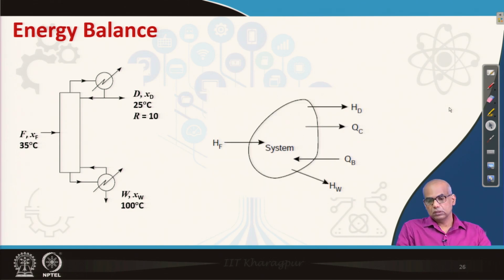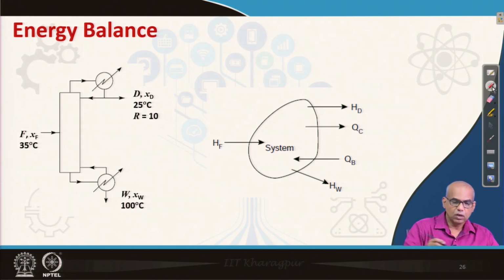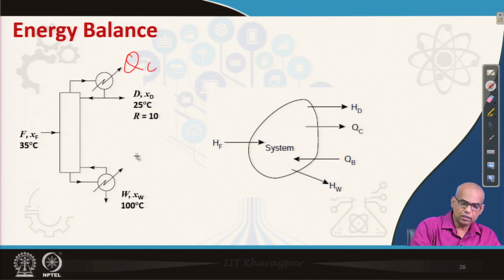Now, the energy balance can be written similar to mass balances by defining system boundary. So, let us try to identify the streams with which energy enters our system and the streams with which energy leaves the system. So, there are two streams through which energy enters. One is feed stream. So, enthalpy HF enters, and another is QB, which is boiler load. So, this is QC and this is QB.